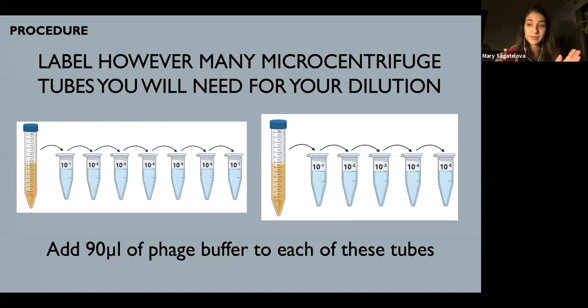So this is where there's a little bit of a difference from the last serial dilution. Every single microcentrifuge tube is going to get 90 microliters of phage buffer, and you're going to be adding it aseptically to all these tubes, okay? All of them get 90.